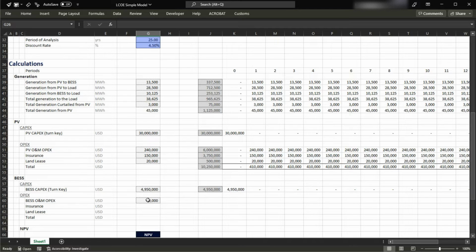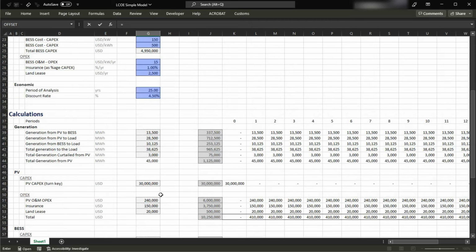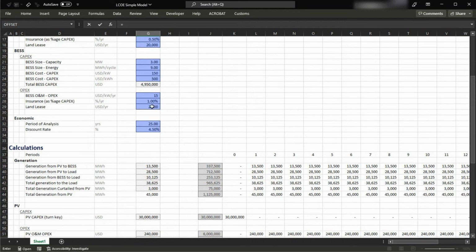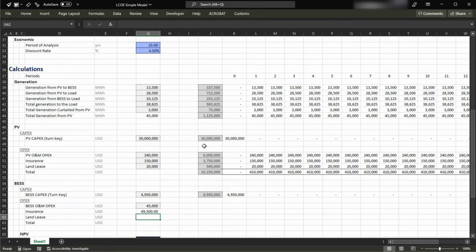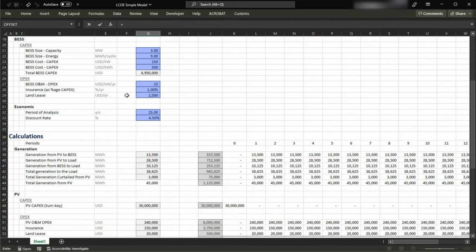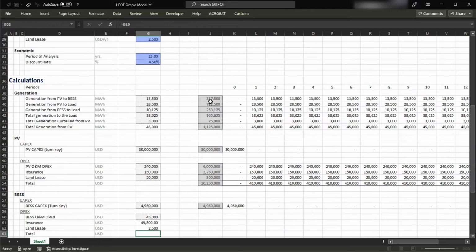Okay, so I changed the units in there just to be everything the same unit. So we have $45,000 per period. Now as insurance we have a 0.1% of the capex, so I'm going to use this number here. And then we have a land lease, which is going to be $2.5 thousand per year.